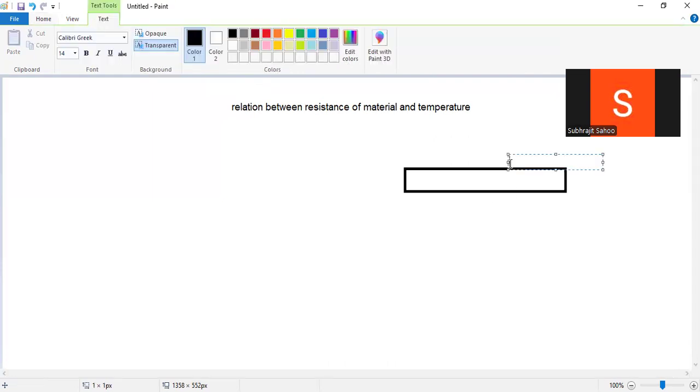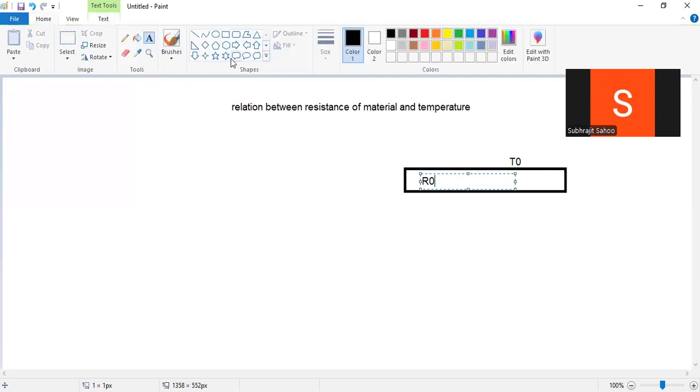Now the temperature of the material is T naught. Temperature of the material is T naught. So while the temperature is T naught, at that time let the resistance be R naught, right? So temperature T naught means normal condition, normal atmospheric condition. You can assume it as the reference temperature, normal atmospheric temperature is the reference temperature. Let the temperature be T naught, and the resistance of the material be R naught, right? Now this is my first case.